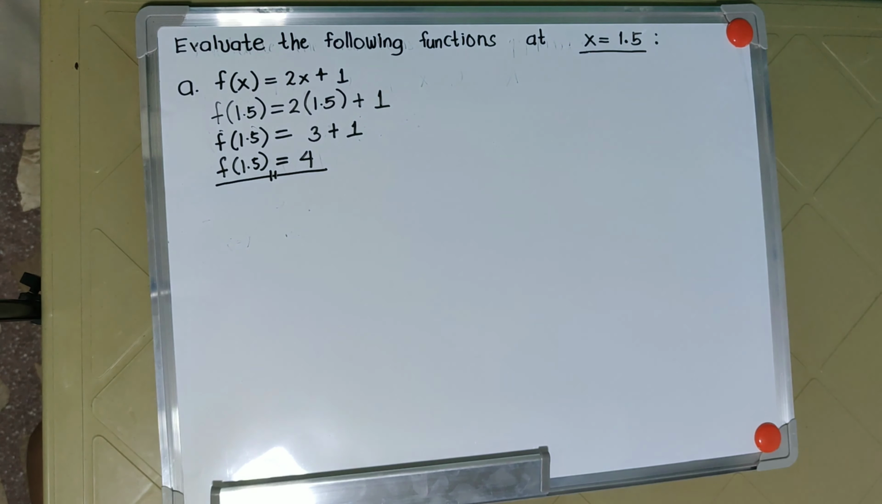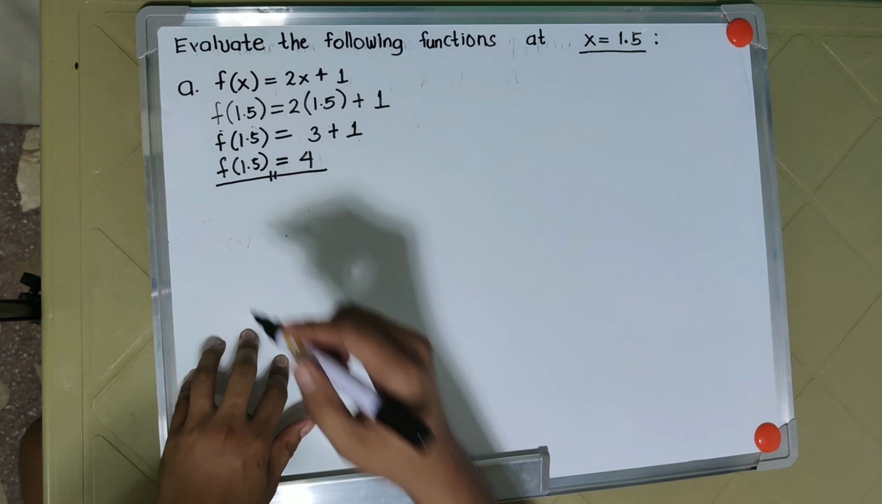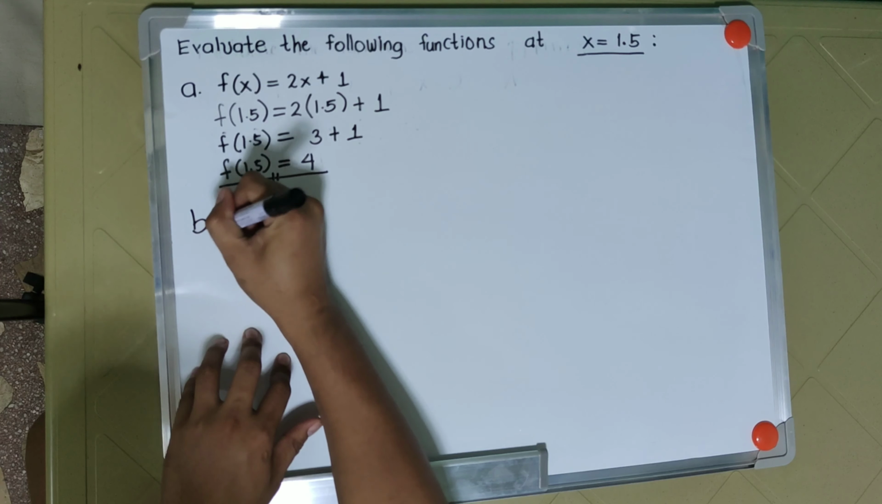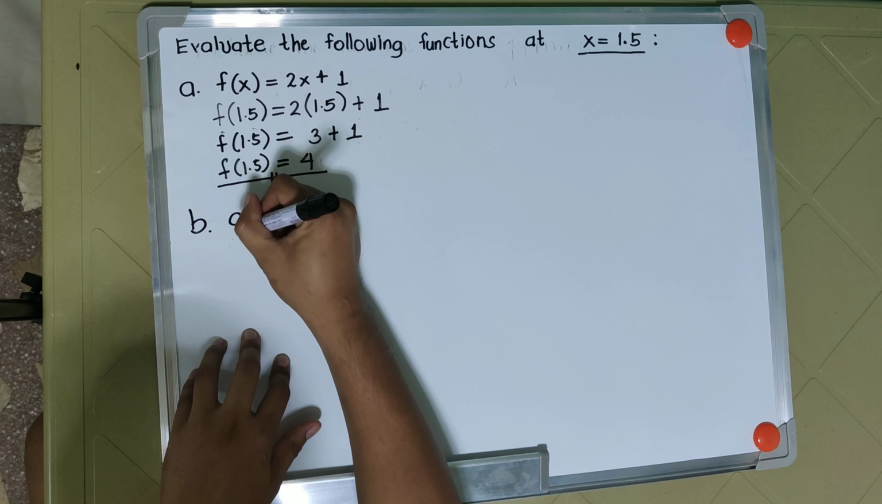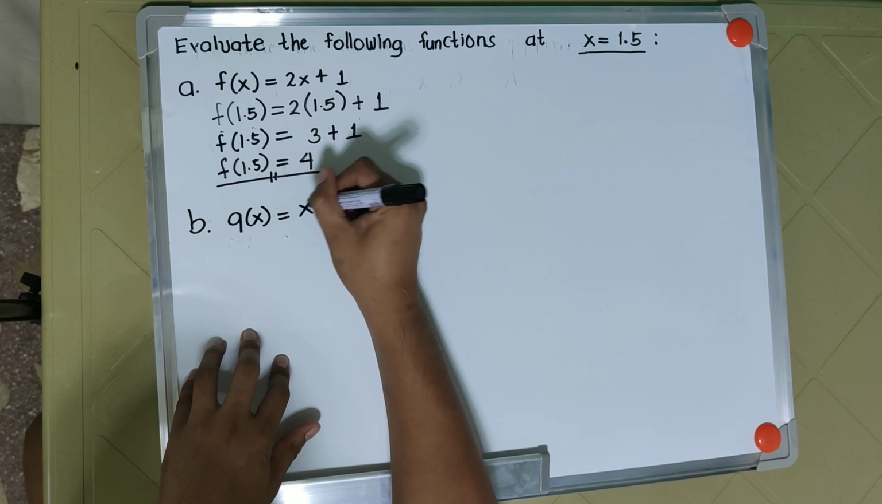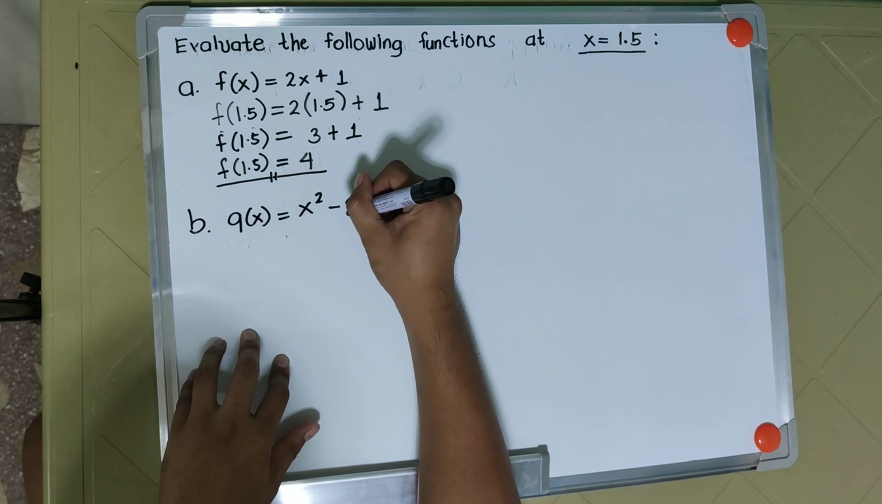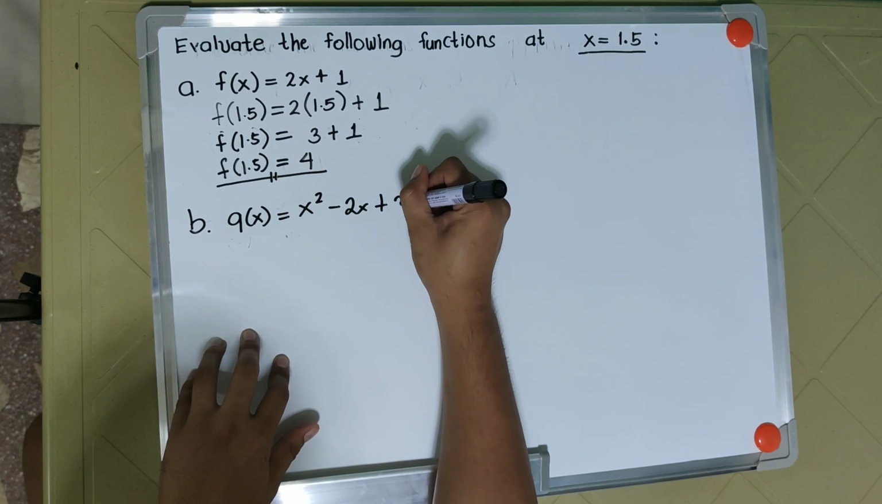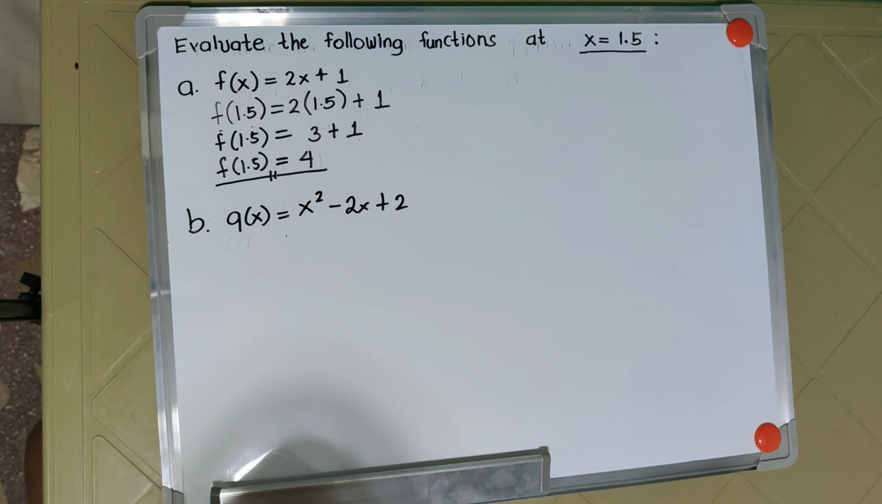For example, letter A. What about example letter B? Start from the previous example. Letter B is equal to, ano yun? Q of x is equal to x squared minus 2x plus 2. Let me repeat the steps in evaluating the functions. Again, we have to substitute the value of x. Palitan lang si x. Do not change anything from the equation.